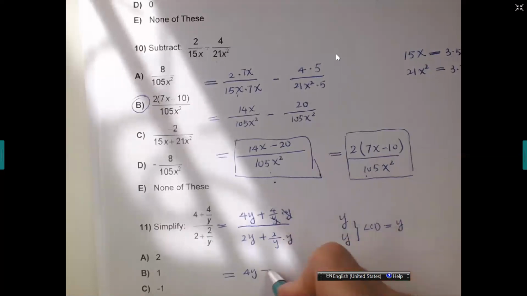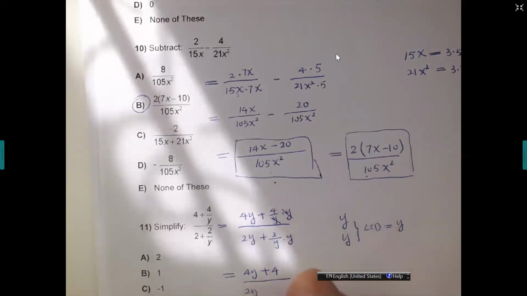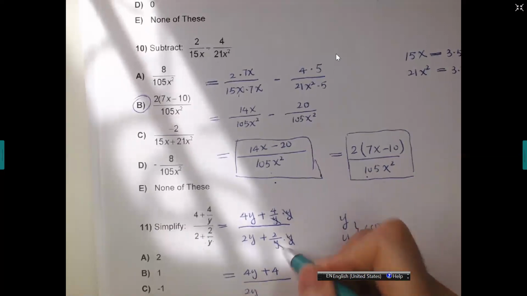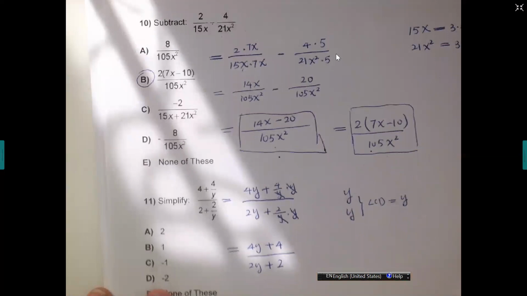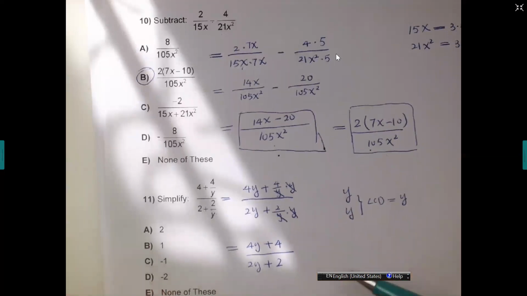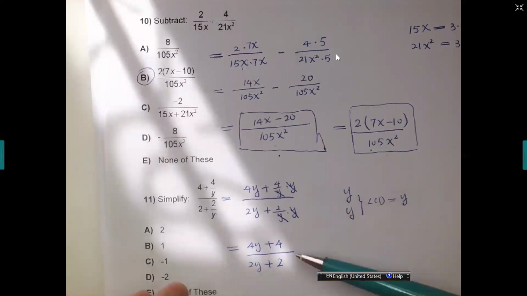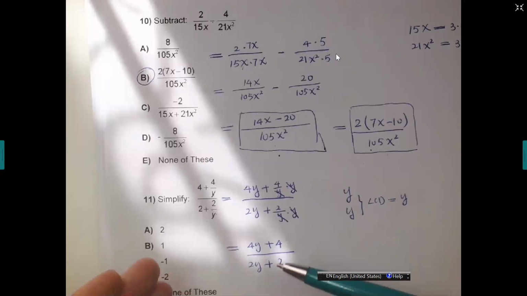I have 4 only. And on the bottom, we have 2y here. And again, those two cancel out. I have 2y plus 2. Okay, after we multiplied every single term by the LCD, we got a brand new rational expression. This is a regular rational expression. Are we supposed to stop here? No, we have to continue to simplify this.